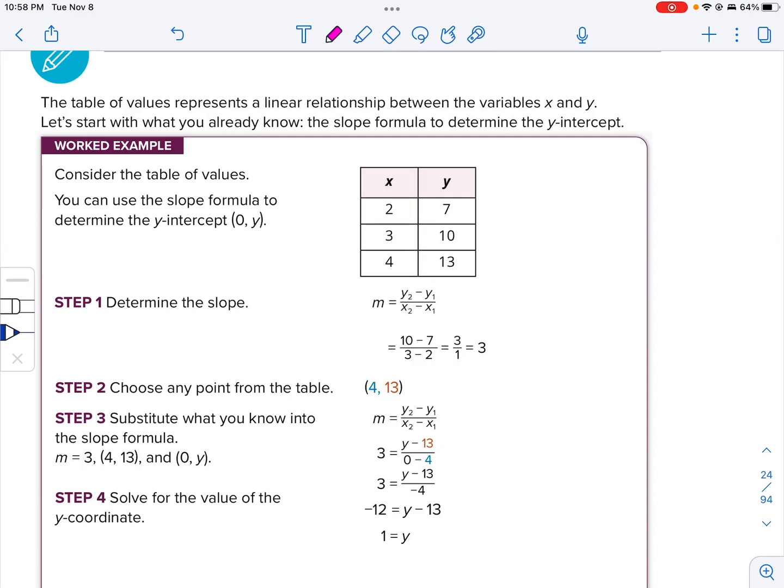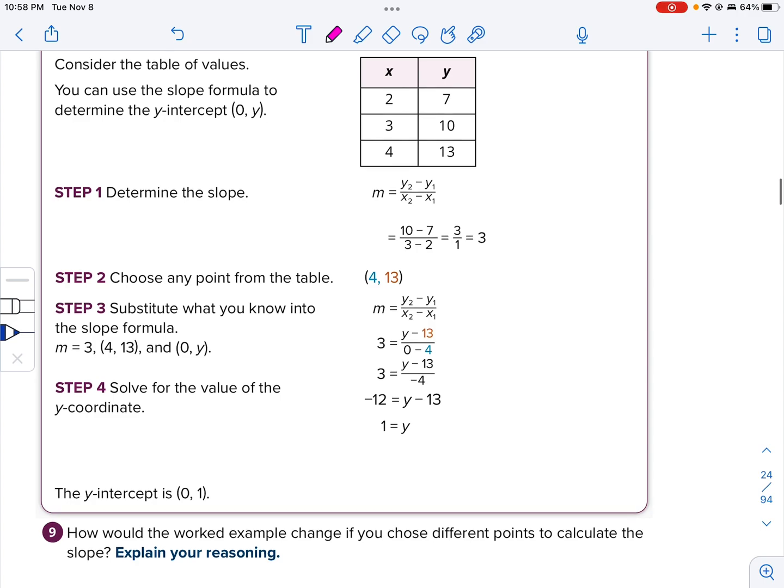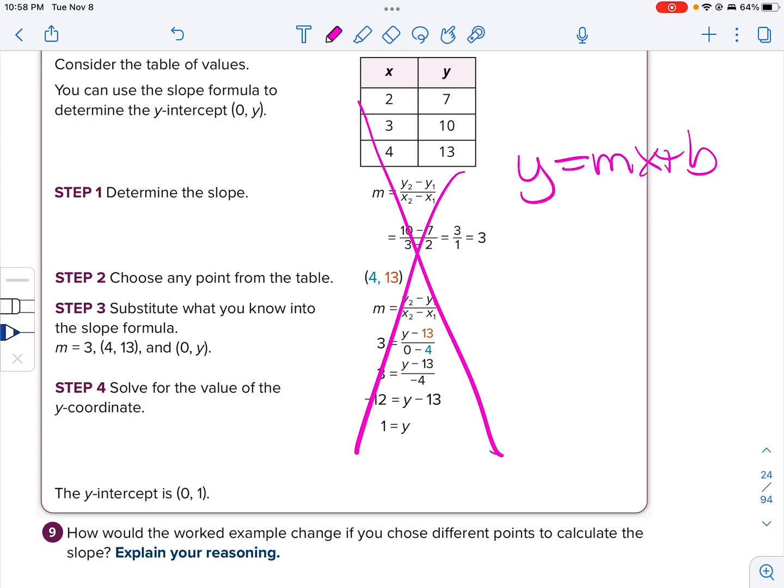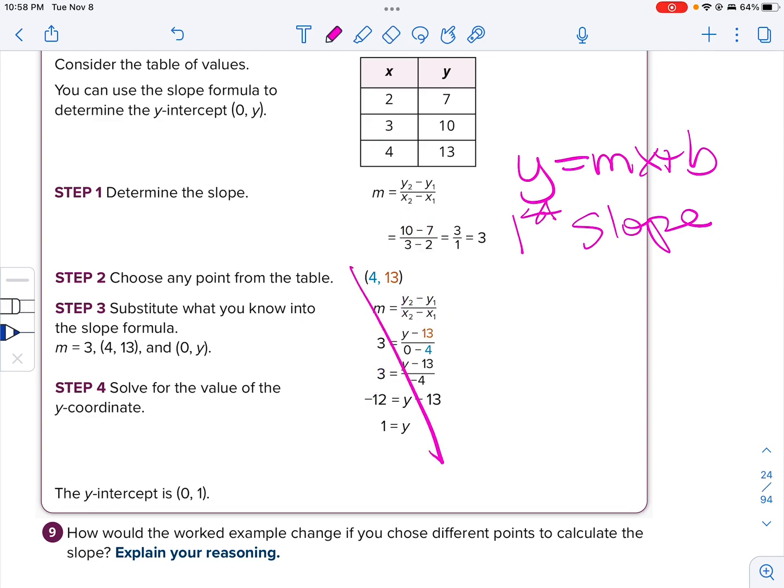So, being able to find the y-intercept. We're not going to follow their way as to how to find the y-intercept. We're going to use this right here. We're going to find the slope. First, we're going to find the slope. And then second, we're going to use the slope and 1 point.